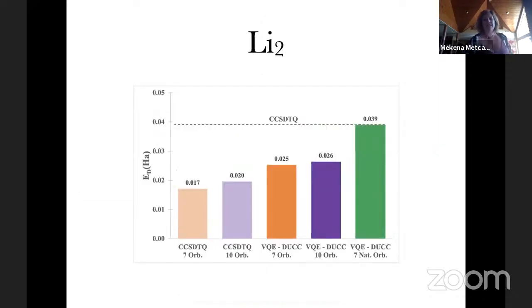And more exciting than that, we actually captured the dissociation energy of Li2 compared to the full CCSDTQ, which was about a 60 spatial orbital calculation. So it'd be like 120 qubits to get that energy, and we can do it with 14. And you can also see that you're able to capture the dissociation energy better, even without using the natural orbital representation and using the VQE DUCC.